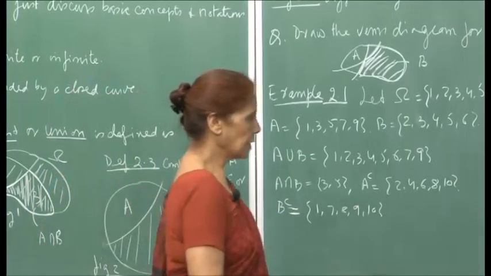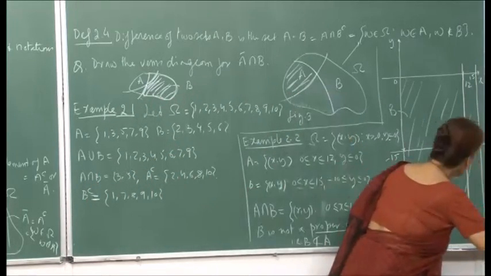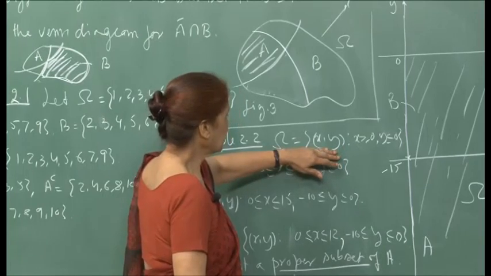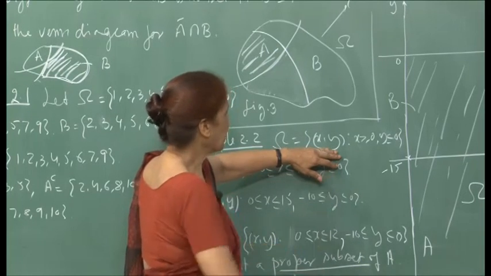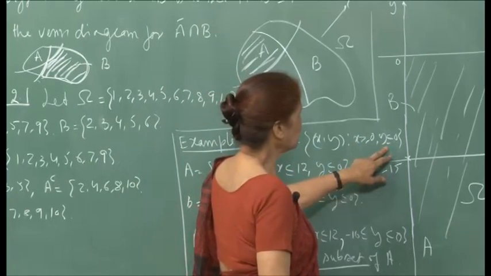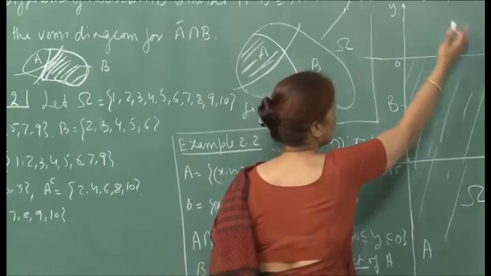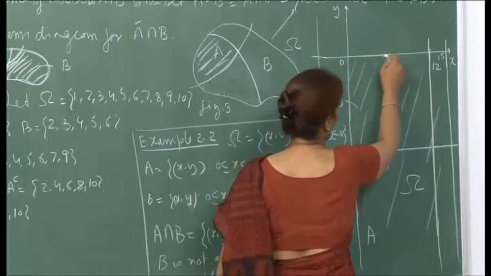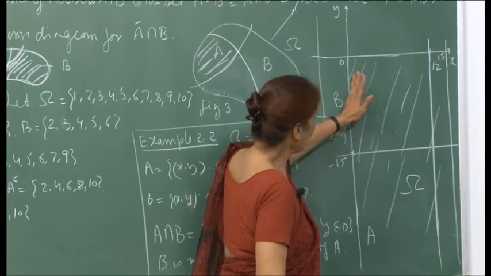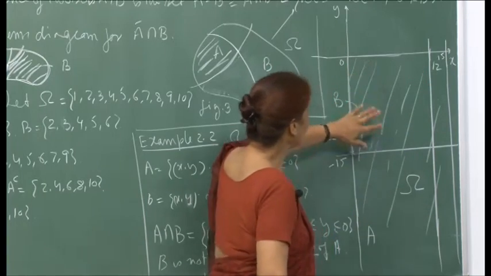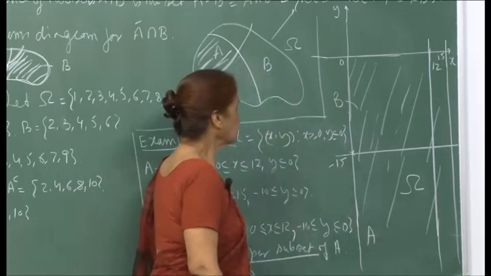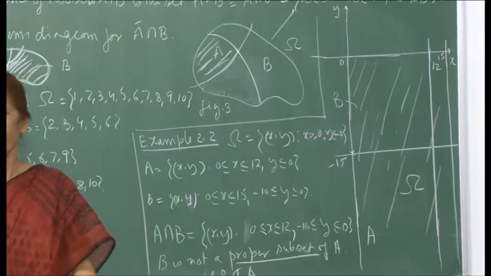Now, I will take a case of an infinite set. Here, if you take omega to be the collection of all points (x, y) in R 2 such that x is non-negative and y is less than or equal to 0, and you consider the whole plane R 2, then your omega is all this. That means here y is less than 0 and x is positive. So, it is the whole of this quadrant, the fourth quadrant. In R 2, these are the first, second, third and fourth quadrants. So, we are in the fourth quadrant, and our omega is obviously an infinite set.